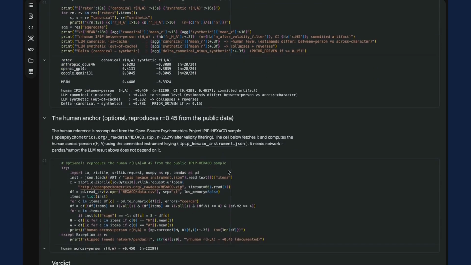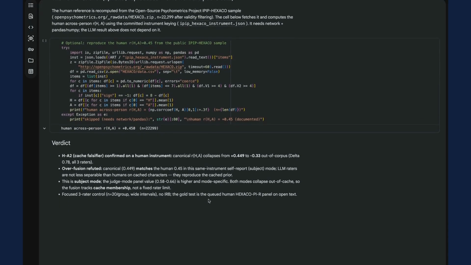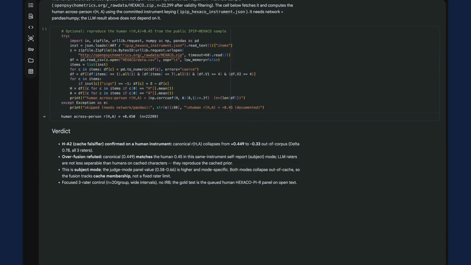Now compare the models. In cache, on the canonical characters, they sit at plus 0.449, essentially at the human level, though the estimands differ, human between person against model across character. Out of cache, on the synthetic characters, the correlation collapses and reverses to minus 0.33. That is the point of the whole notebook.